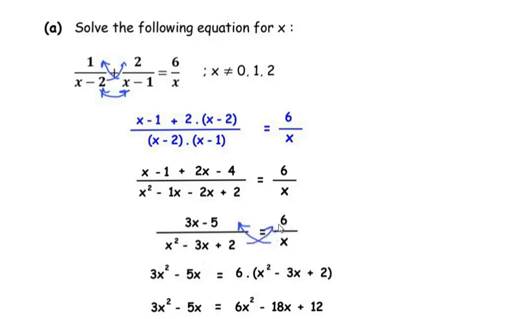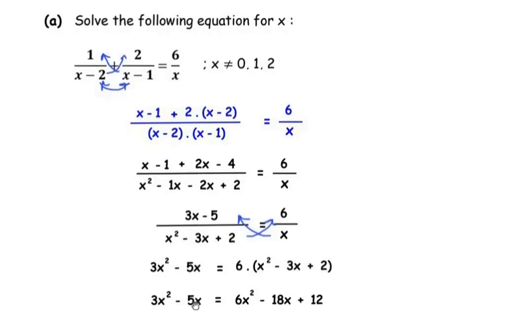So here 3x multiplies with x giving us 3x square and minus 5 multiplies with x giving us minus 5x, equal to 6 times this entire denominator. Now we are going to expand this bracket. So we get 3x square minus 5x equal to, now 6 times x square gives us 6x square, 6 times minus 3x gives us minus 18x and 6 times positive 2 gives us positive 12.